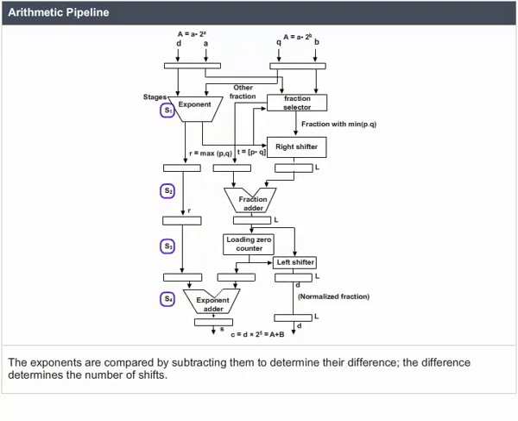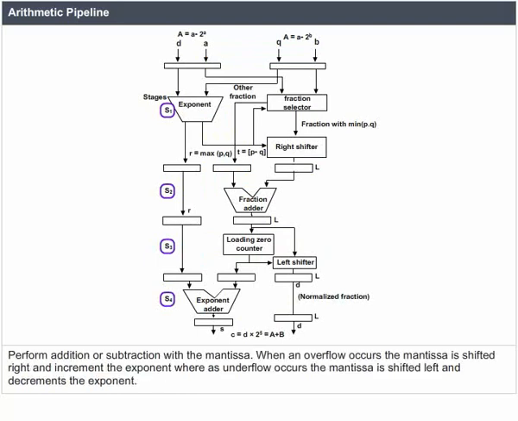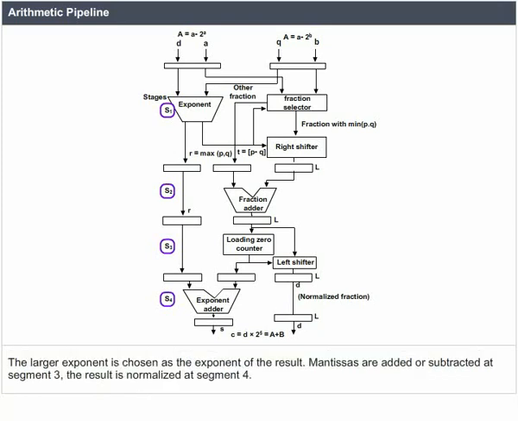The exponents are compared by subtracting them to determine their difference. The difference determines the number of shifts. Perform addition or subtraction with the mantissa. When an overflow occurs, the mantissa is shifted right and the exponent is incremented, whereas when underflow occurs, the mantissa is shifted left and the exponent is decremented. The larger exponent is chosen as the exponent of the result. Mantissas are added or subtracted at segment 3. The result is normalized at segment 4.